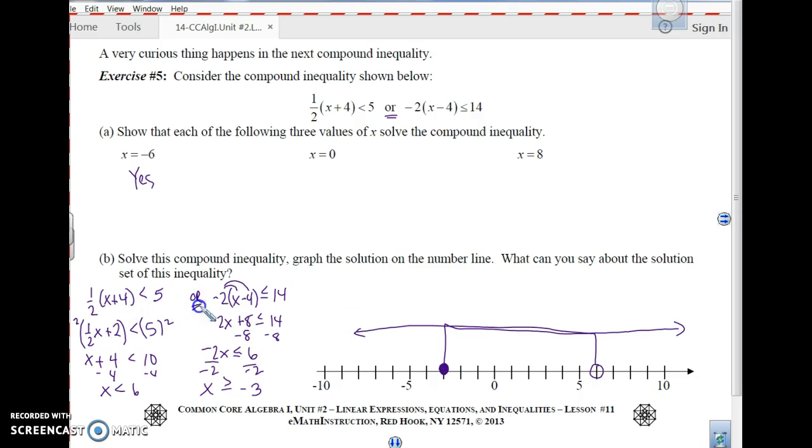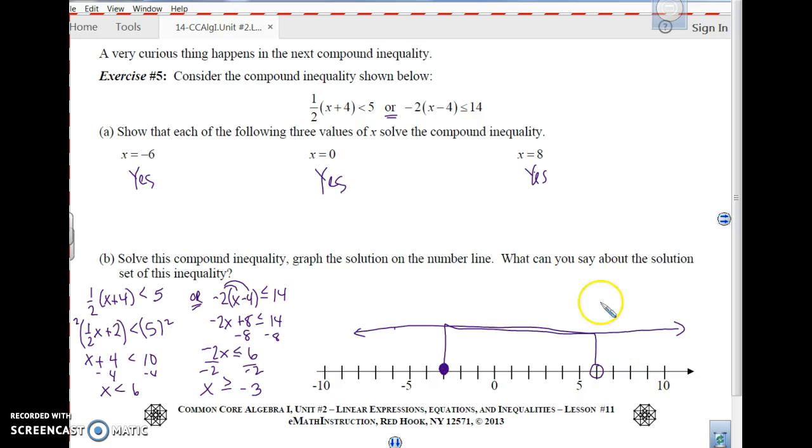Because remember, for an or statement, it only has to work for one or both. All right, how about x equals 0? It works for this one, so yeah, that works. Okay, how about x equals 8? Yep, that works too. All right, so what do you notice? Is there any value of x that does not work here? Well, this one is covered by this inequality. This is covered by both of them, and this part is covered by the other one.